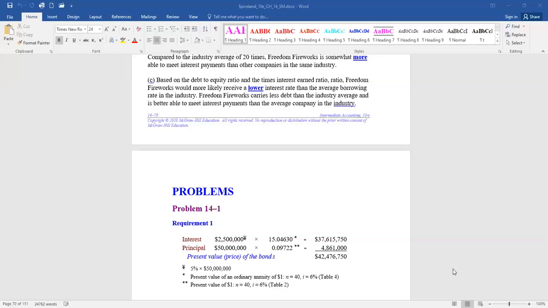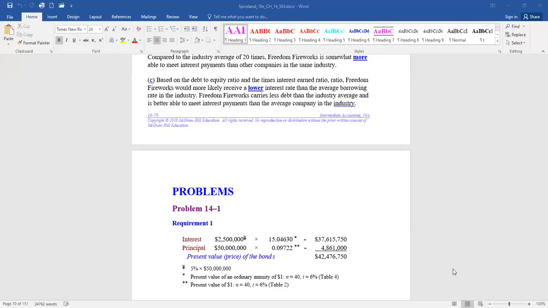So the first thing we have to do takes us back to our chapter 6, present value, is determine the price of the bonds at January 1 and prepare the journal entry to record their issuance. So remember, we have two distinct components of a bond. We have the principal that will be paid back at one point in time in 20 years. And then we have the interest payments. Now, I always start with the interest payments.